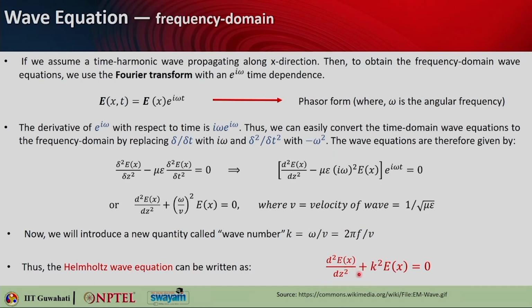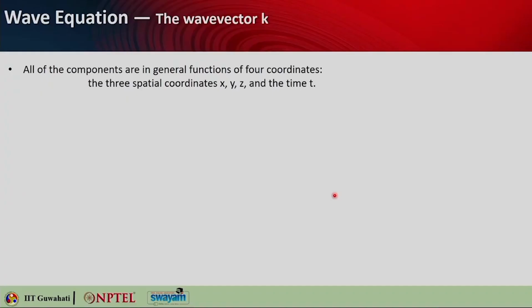So you can also consider a generic form of this equation, and you can write del square E plus k square E equals 0. That will be the Helmholtz equation in generic form. So we understood the wave equation, and from there we know how to go into the frequency domain and obtain the Helmholtz equation. Now let's look into this wave vector concept in more detail.